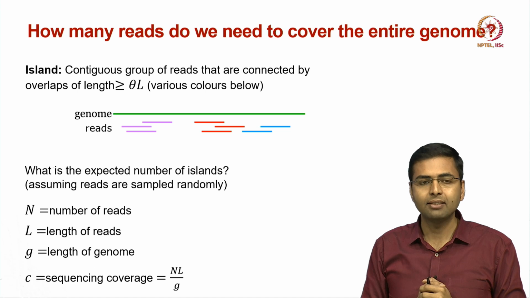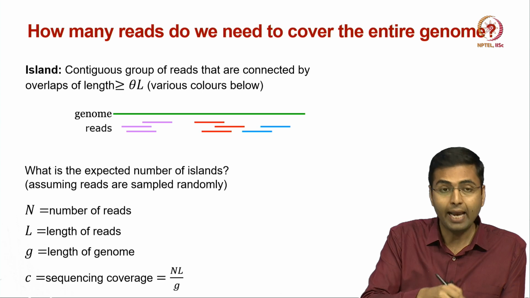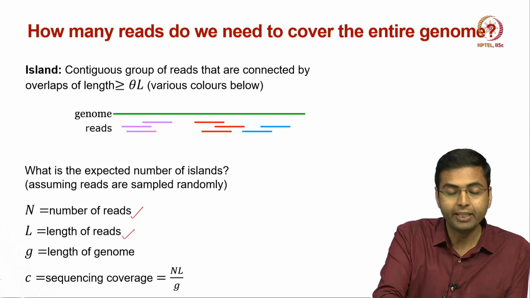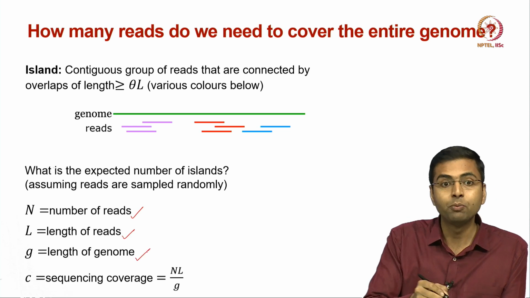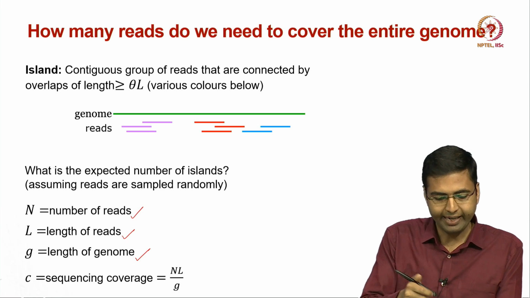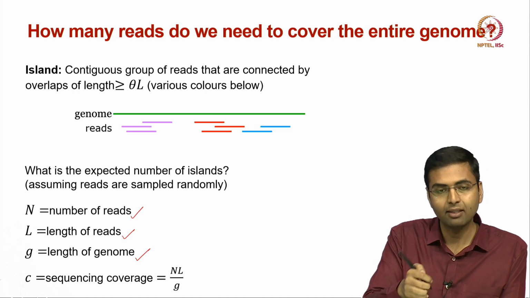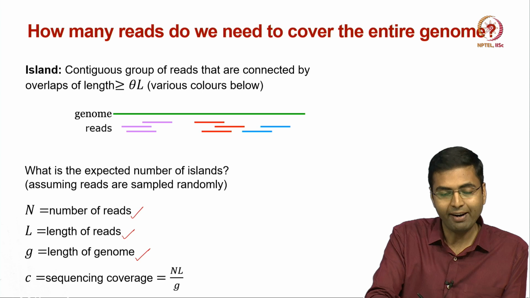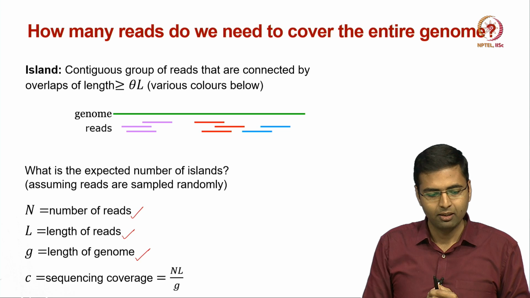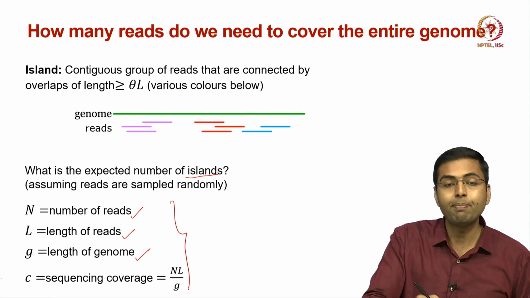In this analysis, let us derive this expression, and for this I am going to use some basic notations. I will assume that n is the number of reads, L is the length of each read, G is the length of the genome sequence, and C denotes the sequencing coverage, which, as we defined before, is n, the number of reads, multiplied by the length of each read divided by the genome length. So that will be nL by G. With these notations, let us derive the expected number of islands given these parameters.